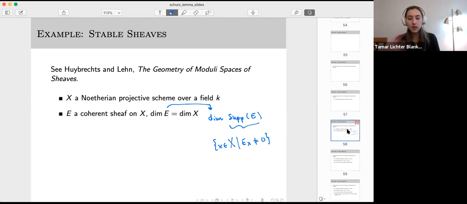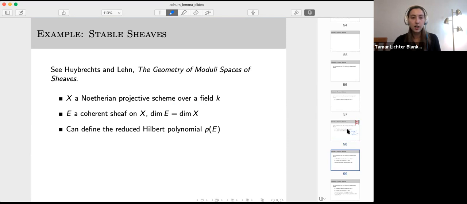And the thing we're actually going to want to use is that for a sheaf satisfying all these conditions, you can define something called the reduced Hilbert polynomial. I think there's a notion of Hilbert polynomial for coherent sheaves that is compatible with the other ideas of Hilbert polynomial. But the definition is also long and it has cohomology in it. So I did not try to piece it out exactly, and I did not put it on the slides.